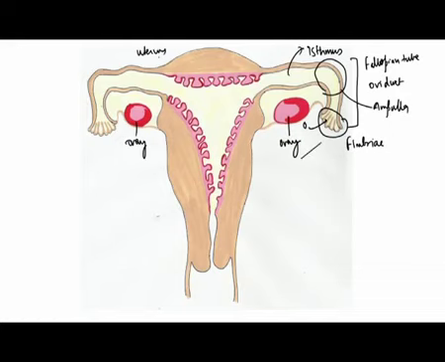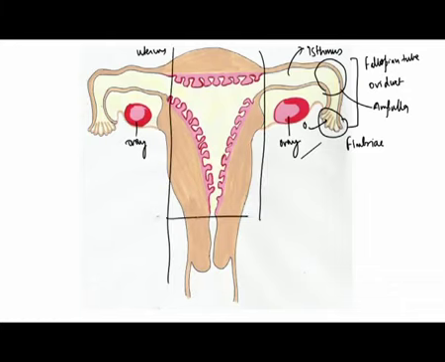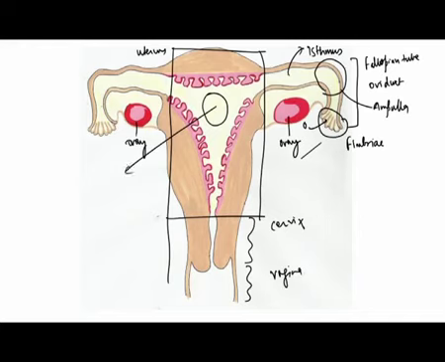So, this part is the body of the uterus, and at the bottom of the uterus what we call the cervix, and this cervix is continued into the vagina. This whole area, the uterus, is the area where the fetus is developed, and this is the cavity of the uterus. So, basically this is in a nutshell the complete picture of the female reproductive system.